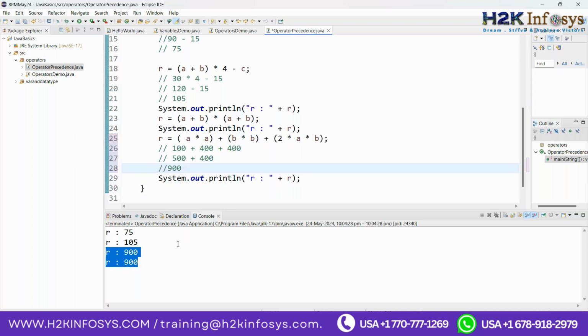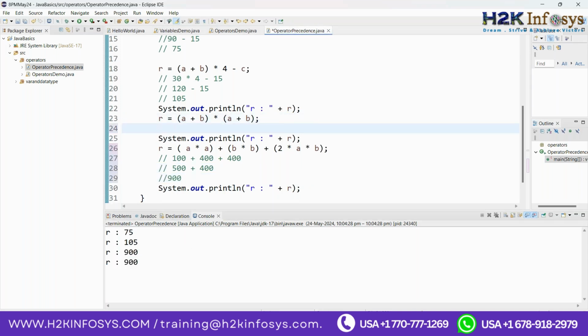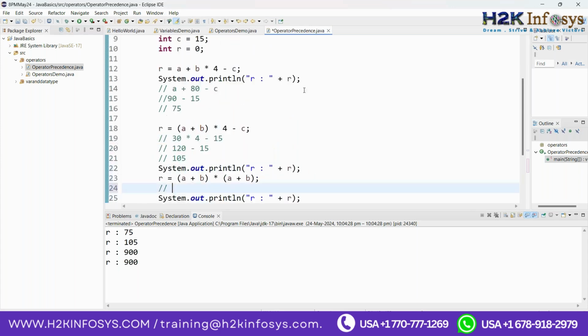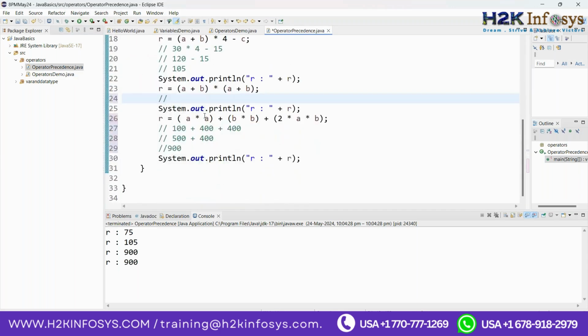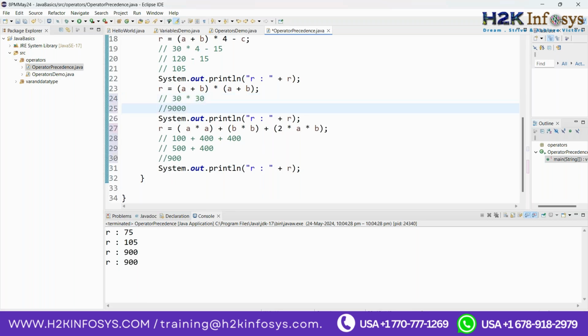But the way it is evaluated is different. In this case, how is it evaluated? Let us see. a plus b, 10 plus 20, right? How much? 30, right? Into 30, so 900. We got the same, right? But the way we used here, we use the formula directly. Here we just use a plus b into a plus b. Both are the same, right? So this is how it is.